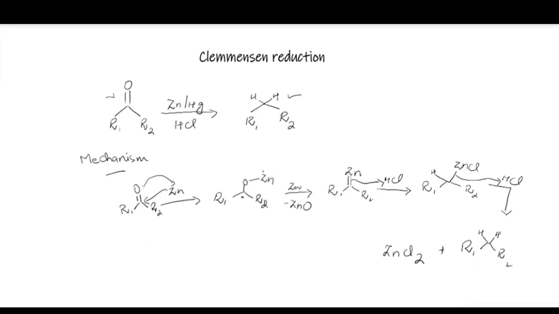But if we have acid-sensitive groups in a molecule and we want to reduce the carbonyl to CH2, then of course Wolff-Kishner reduction will be the reaction or condition of choice for that particular reduction reaction.